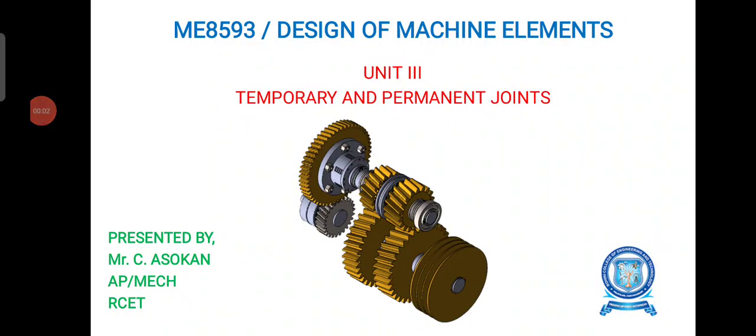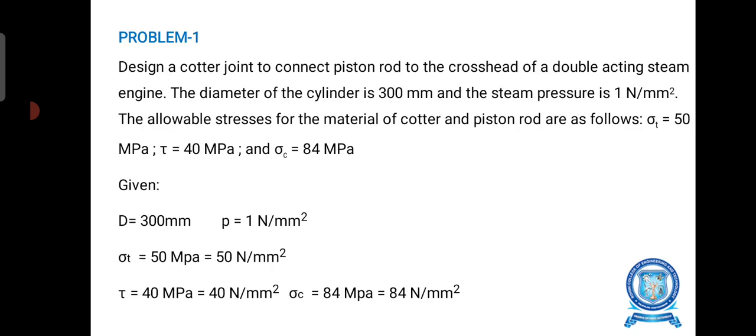Welcome to all. Today we are going to solve a problem on the cotter joint. Design a cotter joint to connect the piston rod to the crosshead of a double acting steam engine. The diameter of the cylinder is 300 millimeter and the steam pressure is 1 Newton per millimeter square.